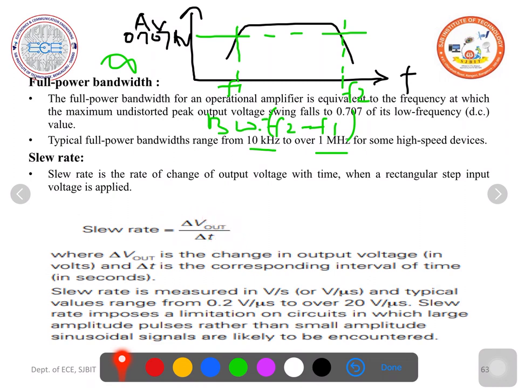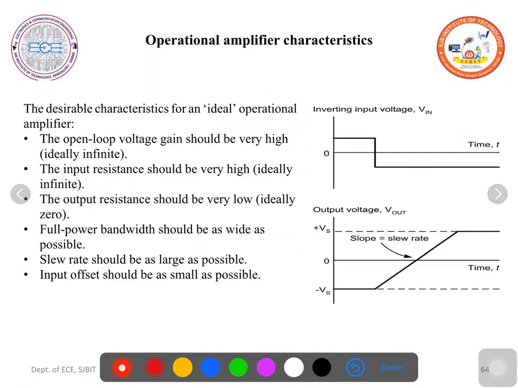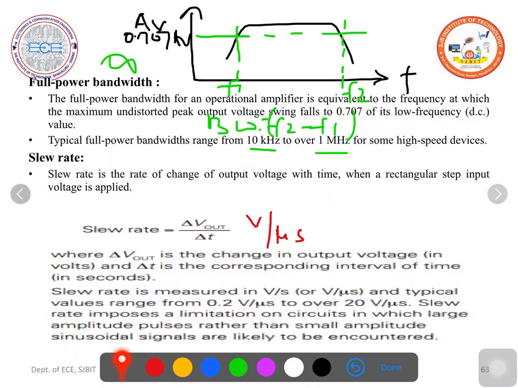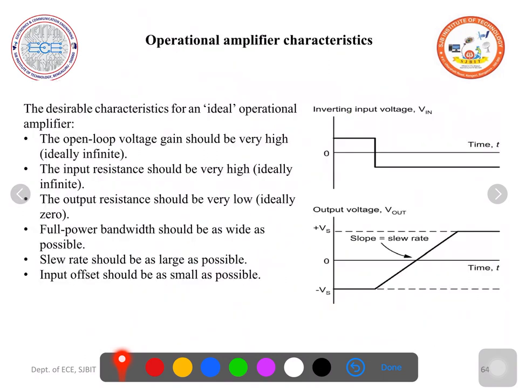Then slew rate. Slew rate is the rate of change of output voltage with time when a rectangular step input voltage is applied. Usually the unit is volts per microsecond. So here we will see the slew rate. We will apply a step input. Here there is a step input.